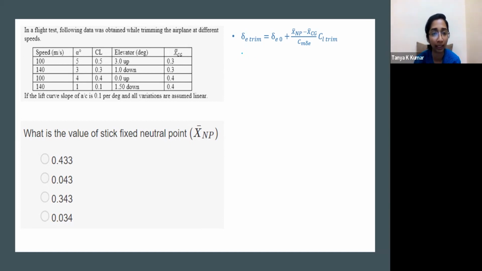We'll take the first one. Delta E trim for the first case is 3. Delta E naught, we don't know, plus X bar NP, we don't know. Okay. X bar CG is 0.3.